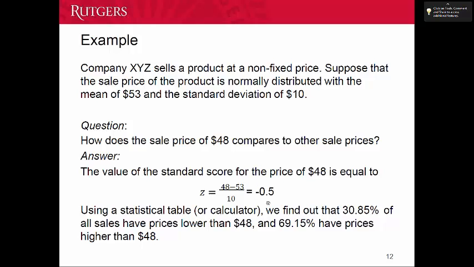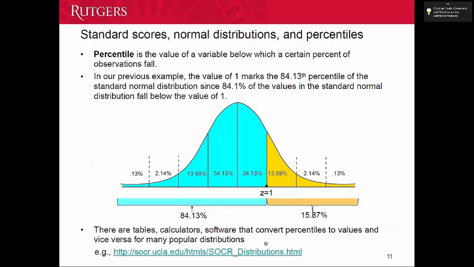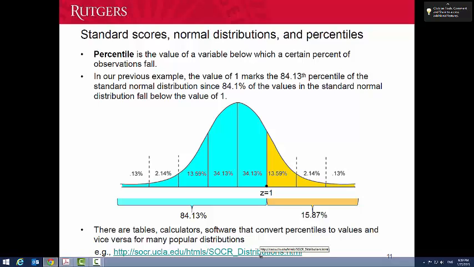Once we know this value, we can use various statistical calculators to find how many observations lie below -0.5 in the standard normal distribution and how many observations lie above -0.5 in the standard normal distribution. So we use the tool here to solve this question.